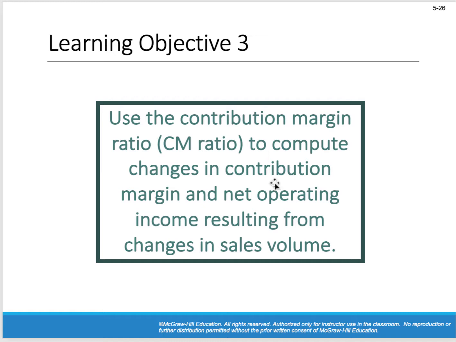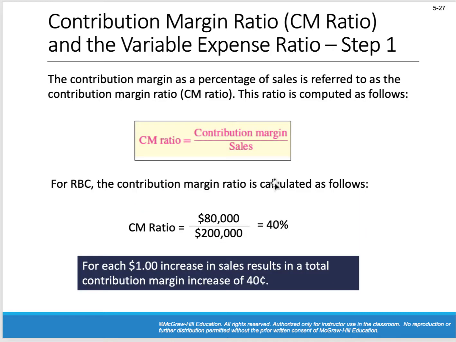Now, we need to really dive into this contribution margin. Okay, so hopefully we're going to go through this. Eventually we'll do some examples, but we're going to look at how do we use the CM ratio to compute changes in contribution margin and net operating income. Okay? Again, what drives these changes is going to be the change in the sales volume. So before we can even dive right into that, we need to look at what is the contribution margin ratio. Well, it's a percentage ratio. Obviously, it's a percentage. Okay?